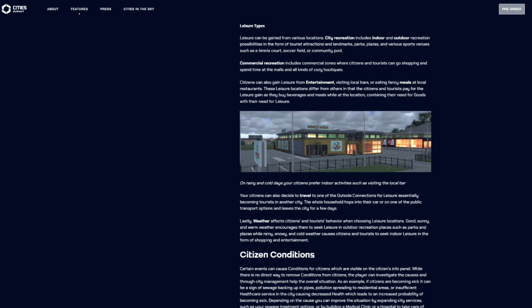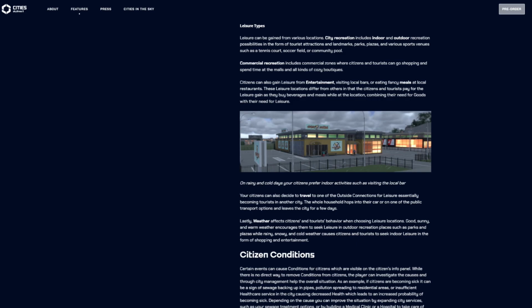Leisure can be gained from various locations. City recreation includes indoor and outdoor recreation possibilities in the form of tourist attractions and landmarks, parks and plazas, and various sports venues such as a tennis court, soccer field, or community pool. Awesome. So it is confirmed we've got at least tennis courts, soccer fields, and pools in the game. I was wondering when they mentioned sports venues in the featured highlights video just how deep that's going to go. This doesn't really tell us a whole lot, but it does tell us we at least have those three. I'm sure there'll be more to that, baseball fields, basketball courts, that type of thing.